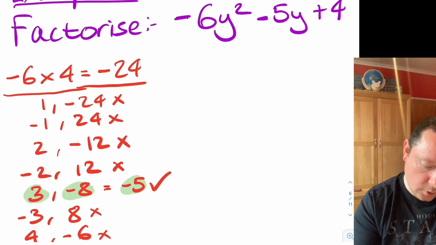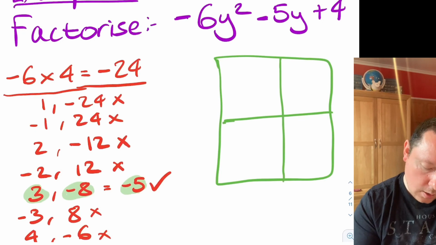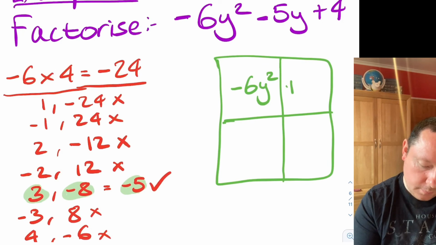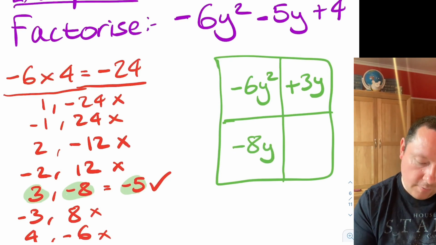So going back up and drawing our grid. In the first box, we've got minus 6y squared. Then we've got plus 3y. And we've also got minus 8y. This is from the highlighted work we just done. And then we've got plus 4 on the end from the question.